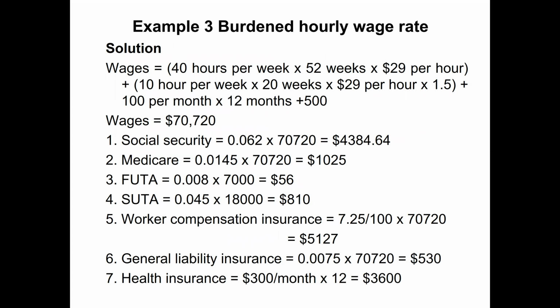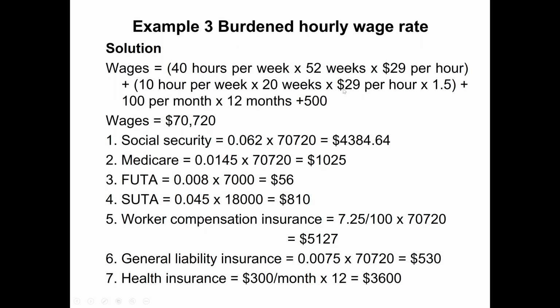Annual wages: this person works 40 hours per week for 52 weeks. The rate was $29 per hour. Plus he worked 10 hours of extra time for 20 weeks, like there were 50 hours for 20 weeks. So 40 was the standard, and 10 hours per week was extra for 20 weeks.